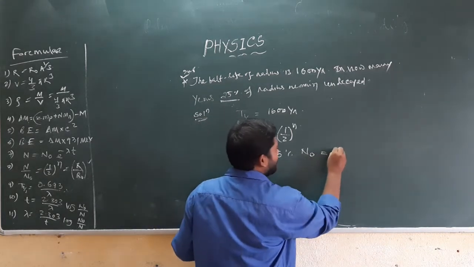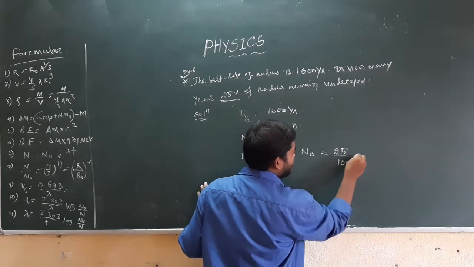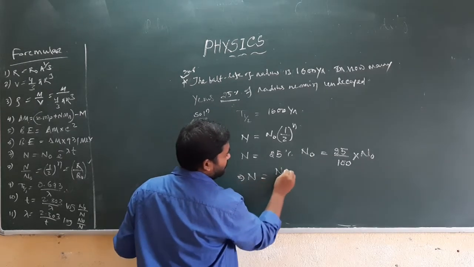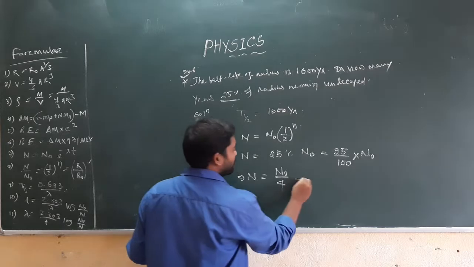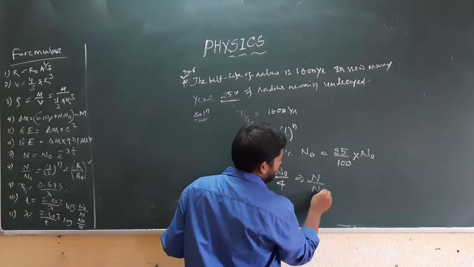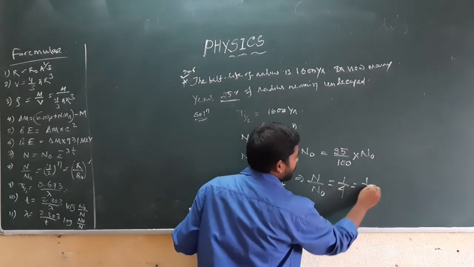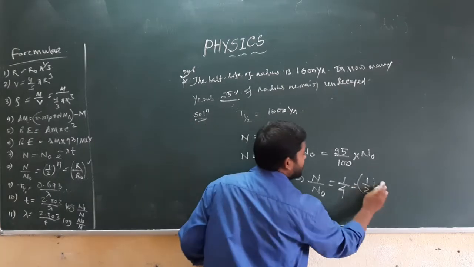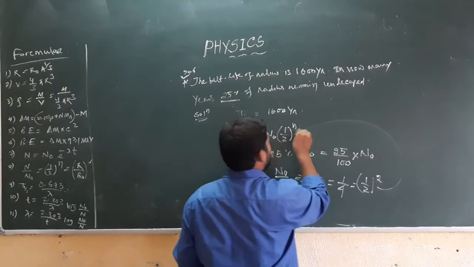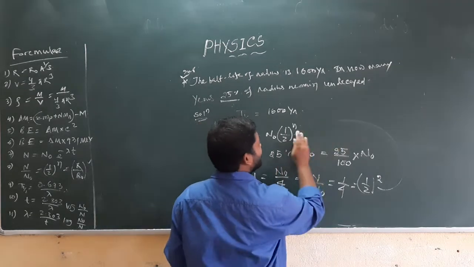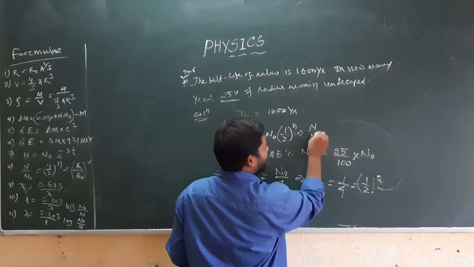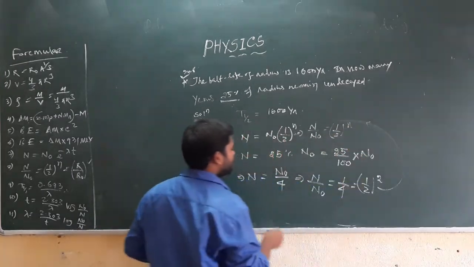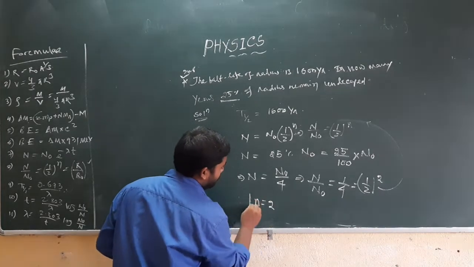So 25% means 25 by 100 into N0. That implies N equals N0 by 4. So N by N0 equals 1 by 4, or 1 by 2 power n. Sorry, 1 by 2 power 2. Compare this with the formula. Here we can write N by N naught equals 1 by 2 power n, and if we compare these values, n will be 2.